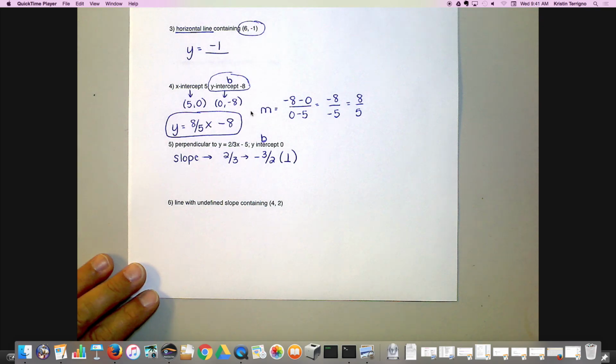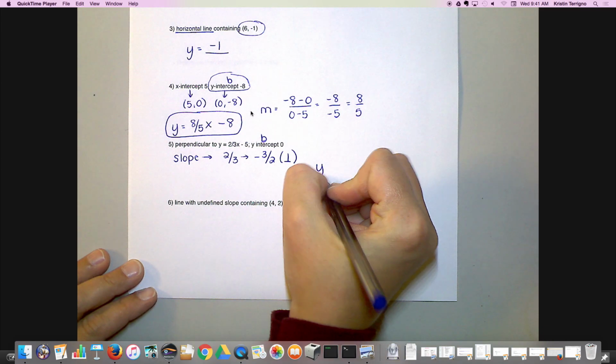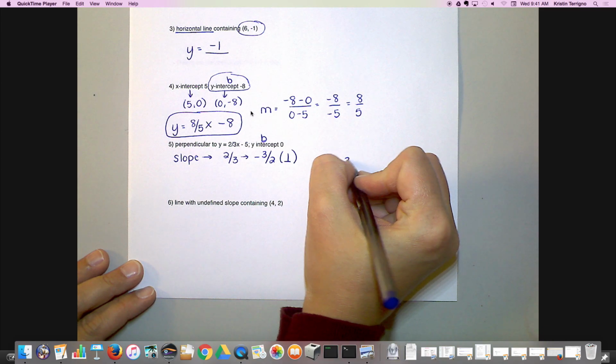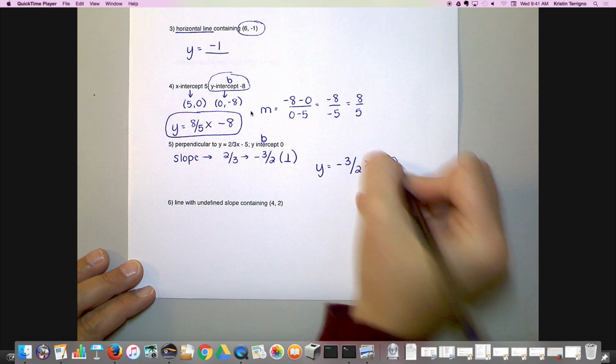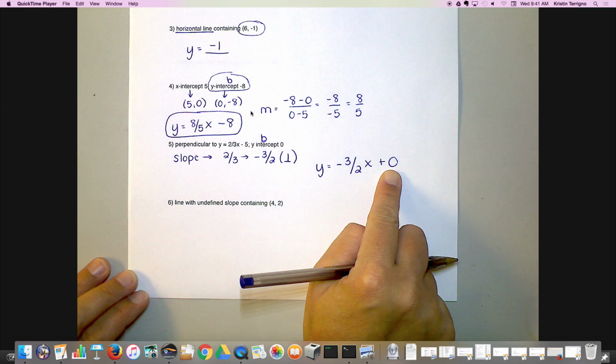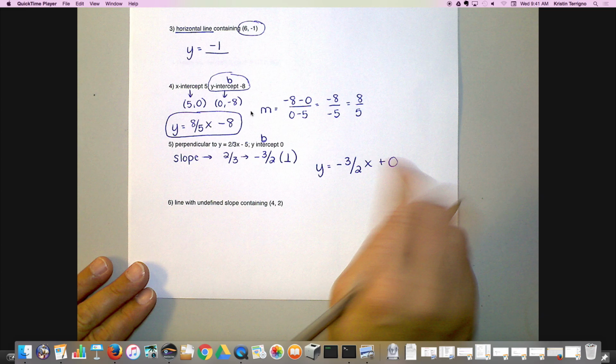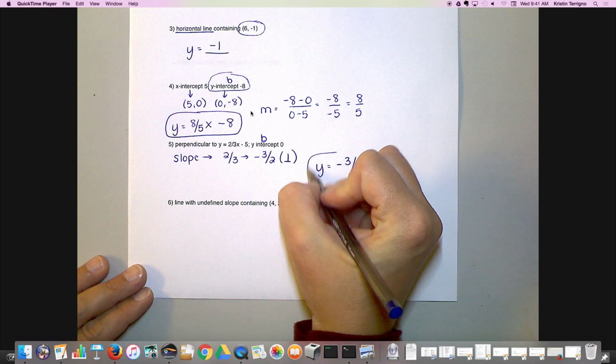What's my equation going to be? Can someone raise a hand and tell me? What's my equation going to look like? Go ahead, Gabe. Y equals negative 3 over 2x plus 0. Yep. And yeah, so I'm going to write that in there just so we know where that came from. But technically, you could get away with not putting the 0 on there because adding 0 doesn't really do anything. You could just say y equals negative 3 halves x.